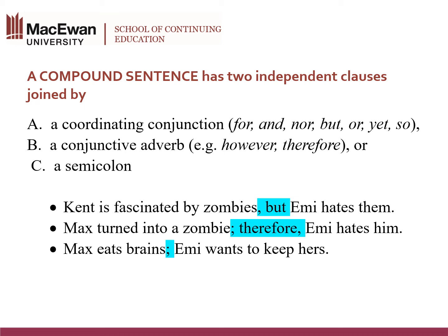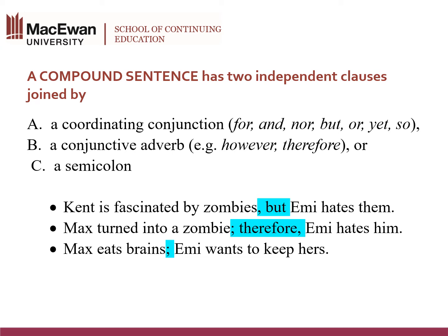Or B, a conjunctive adverb. It's also called an adverbial conjunction. These are however, therefore, nevertheless, moreover, furthermore, on the other hand, in contrast. Words like that. And the last way, C, is just a semicolon. It is possible to make a compound sentence with just a semicolon. Not very common, but once in a while, you'll see it.